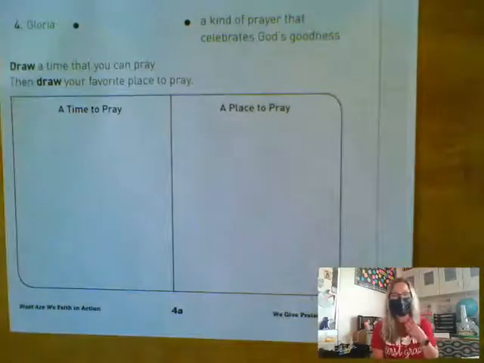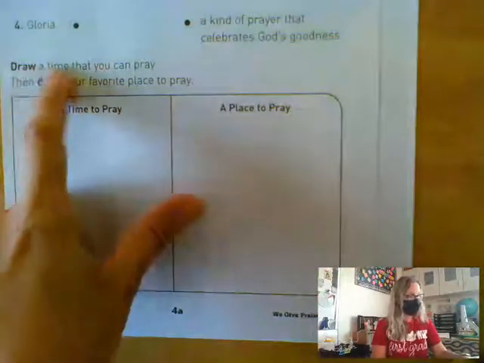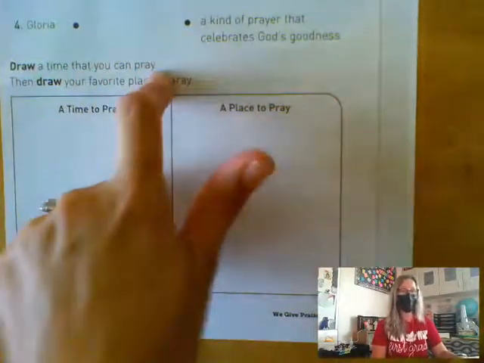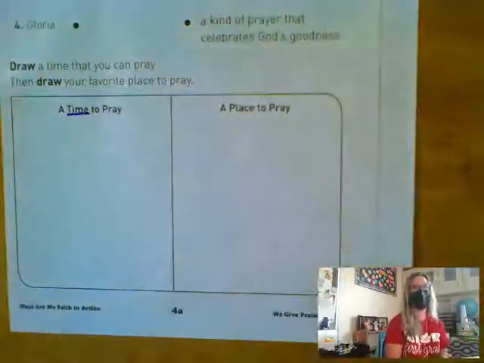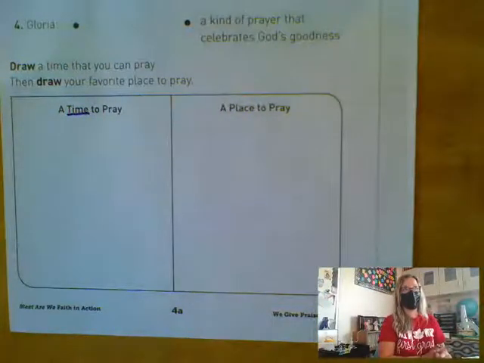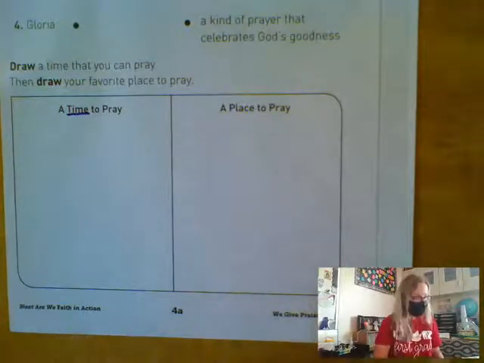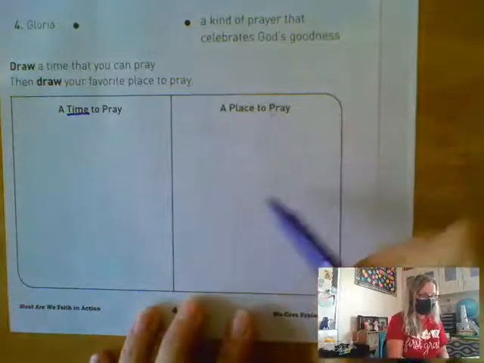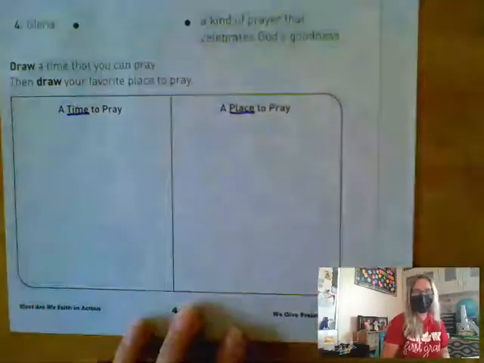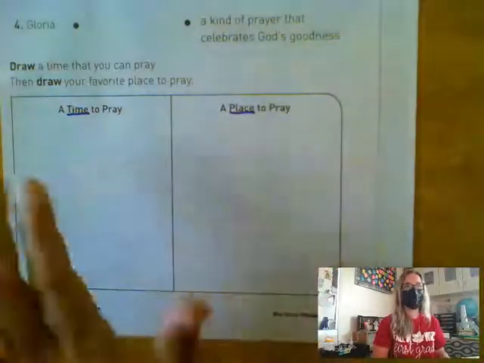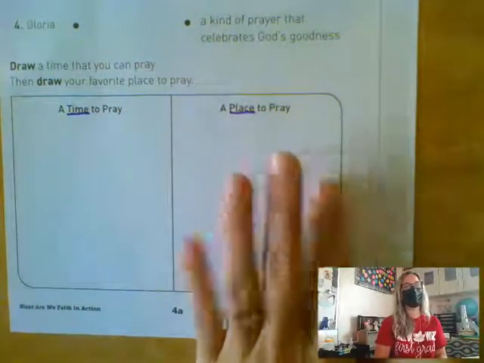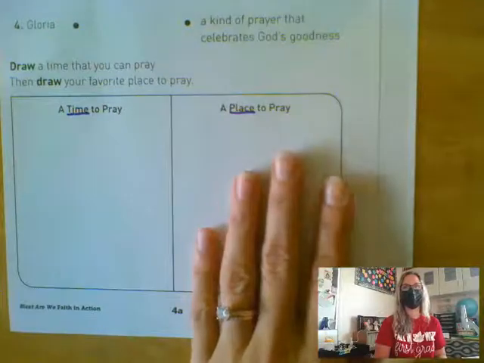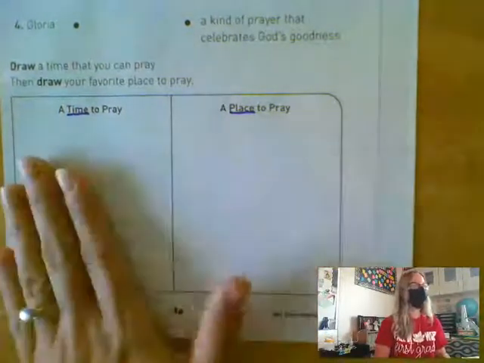So on this bottom part, it says, draw a time that you can pray. So in this first box, you're going to draw a time that you can pray. Nighttime, daytime, afternoon time, morning time. What time can you pray? And then this side, you're going to draw a place that you can pray. So on this side, what time can you pray? And on this side, what place can you pray? Okay? Take your time and do some nice drawings on these.